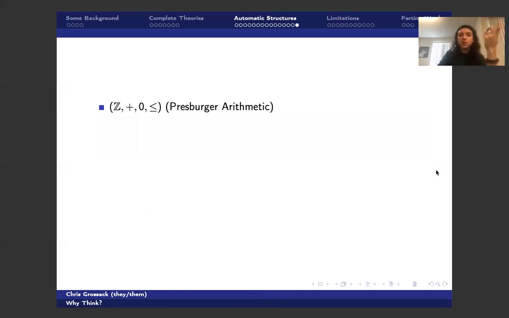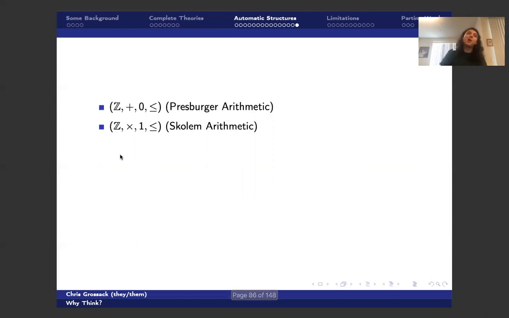Well, Presburger arithmetic is automatic. We just proved this, right? Well, I showed you addition, but you can imagine checking if a string represents 0 is very easy to do. And checking less than or equal to is also very easy. You just see which one has a 1 first. Another reason to read left to right.